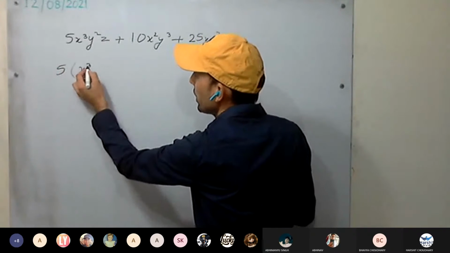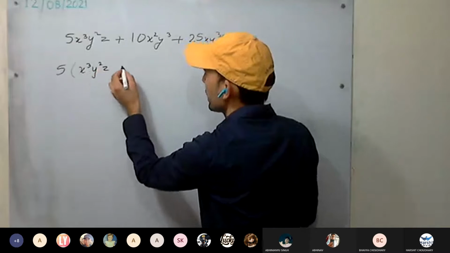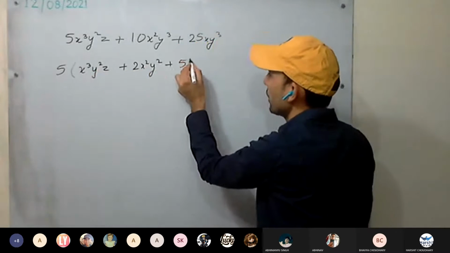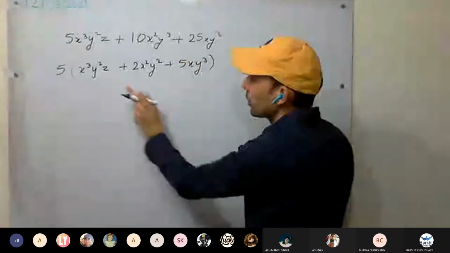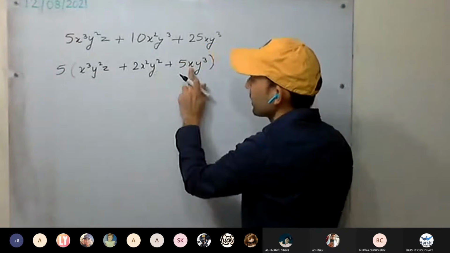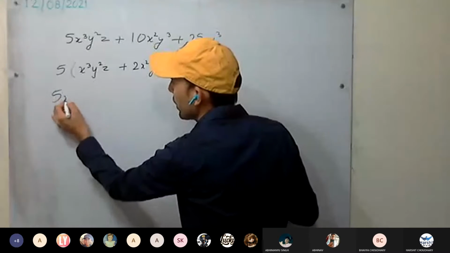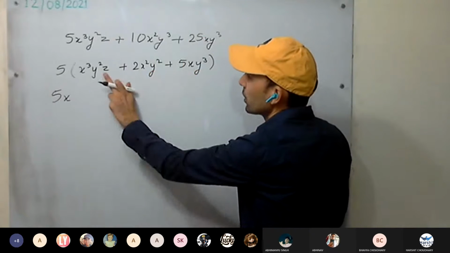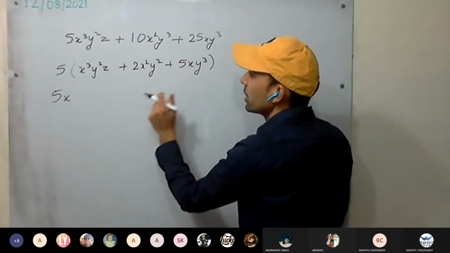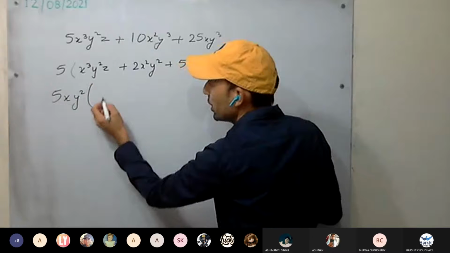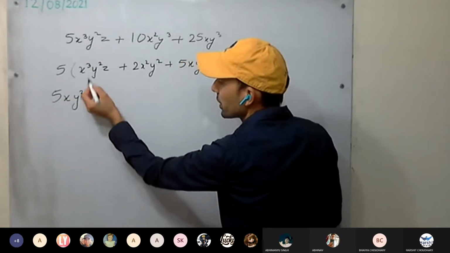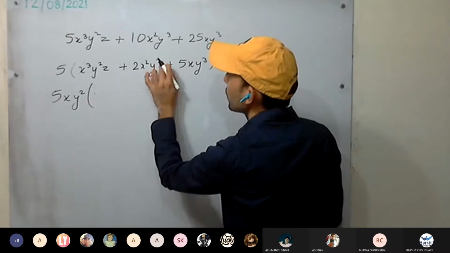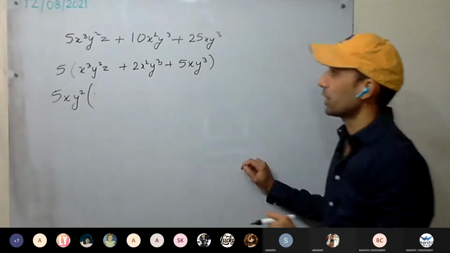Next one: x cube y square z plus 2x square y square plus 5x y cube. What more is common? X is common. Y square is common. Okay, so now divide it by that. Y cube it is. Yes, sir.